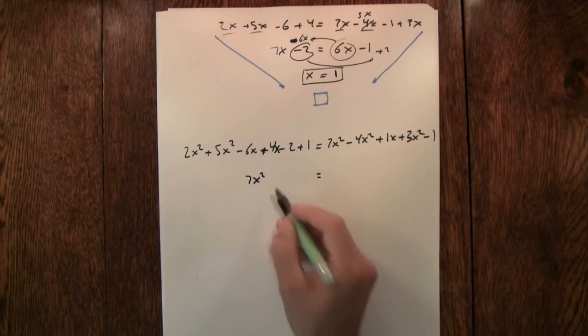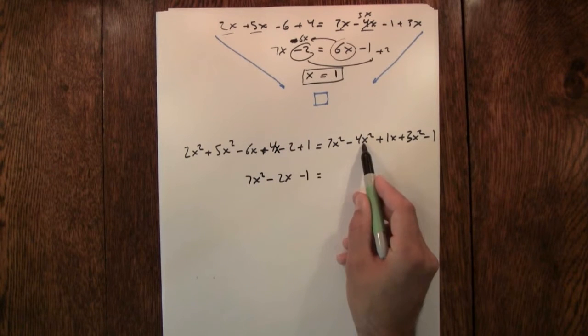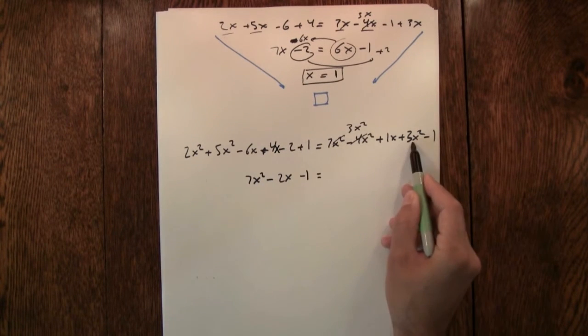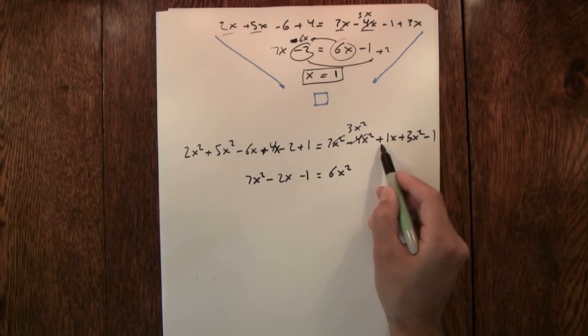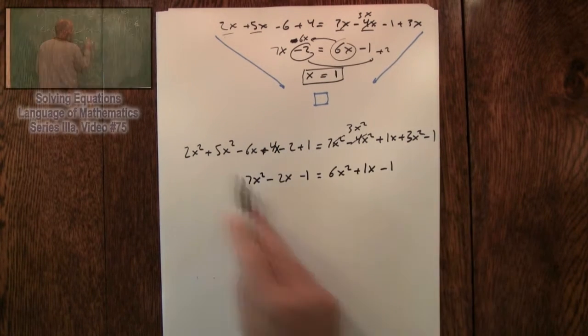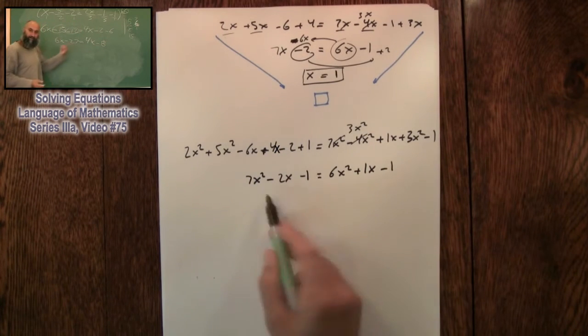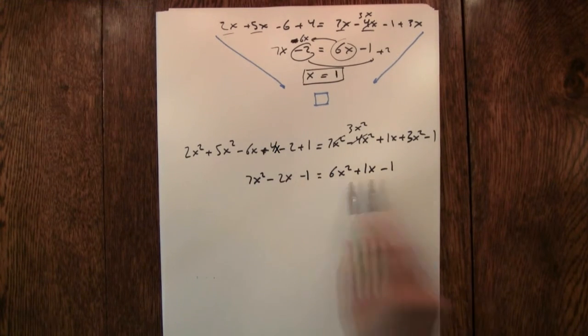Negative 6x plus 4 is negative 2x. Negative 2 plus 1 is negative 1. 7x squared minus 4x squared is 3x squared, right? 3x squared plus 3x squared is 6x squared. 1x doesn't combine with any other x's, so keep that as plus 1x. And negative 1, right? And if you want to know how to do this, we talked a lot about combining like terms in series 3 and 3b, right? So we can't combine anything else anymore on this side, and we can't combine anything on this side anymore.